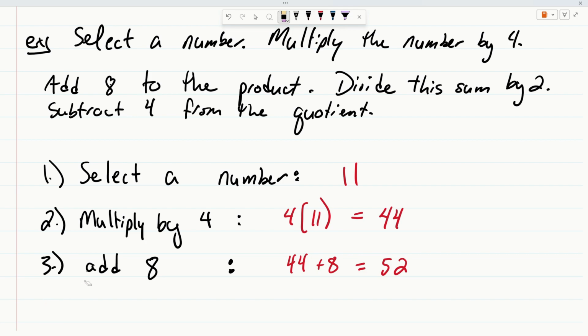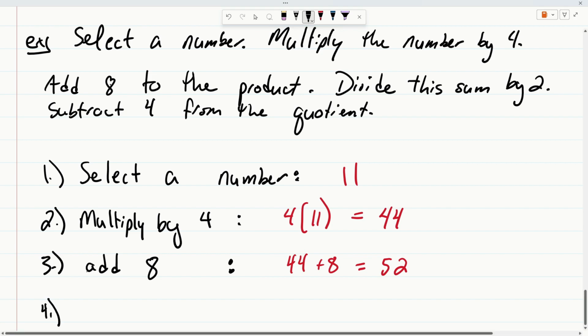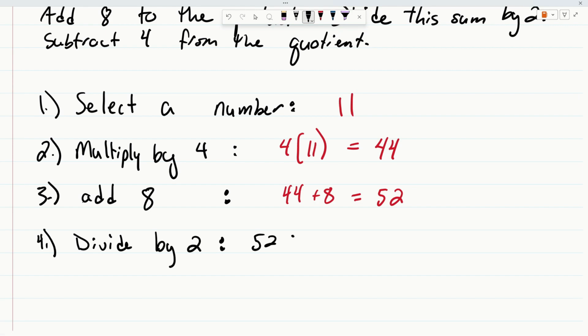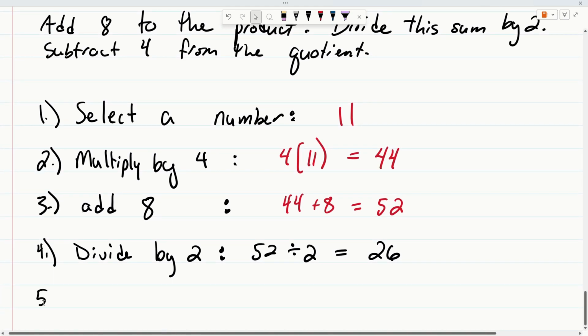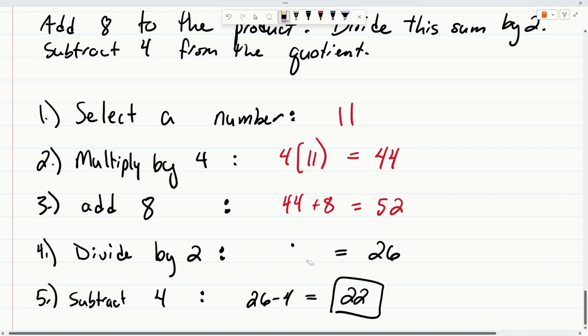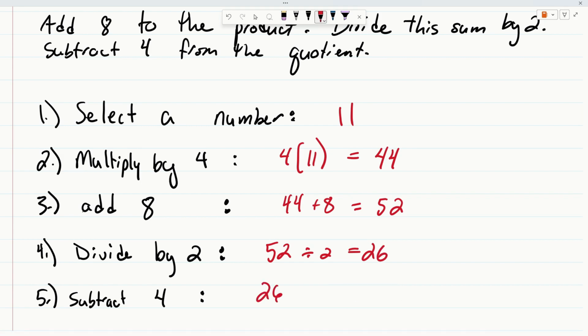Oops, wrong color. Step 4, we're going to divide this sum by 2. So 52 divided by 2 is 26. And then finally, subtract 4 from the quotient. So 26 minus 4 equals 22. And all we did here was just follow the directions. And hopefully you're sitting there going, why didn't you write them in red? Because I'm going to do it right now. So 52 divided by 2, 26. 26 minus 4, 22. All right, so there's our first example.